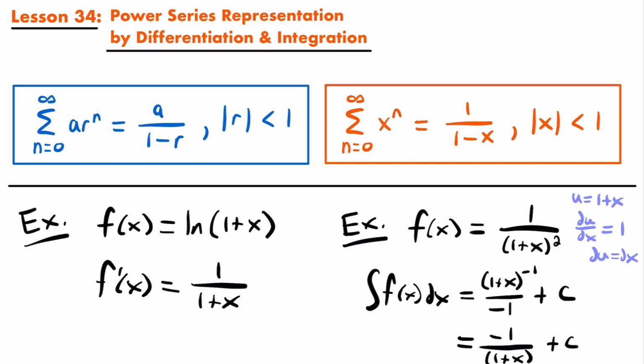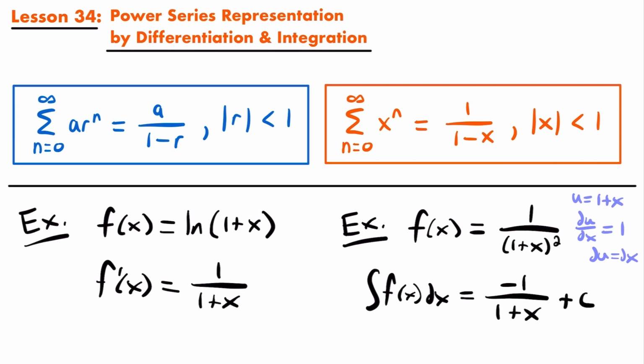But what we find here is that the integral of this function is -1 divided by 1 plus x plus c. Now, if I rewrite that to look a little bit nicer, what we would have is -1 divided by 1 plus x plus c. Okay, and so the integral of this function is in a form that is similar to the sum of a geometric series, right? We have a constant divided by 1 plus x, but that can easily be changed to be 1 minus some common ratio.